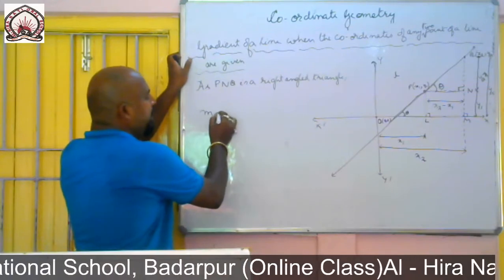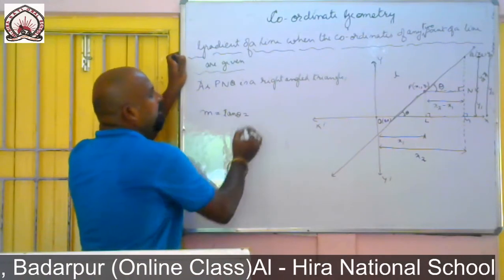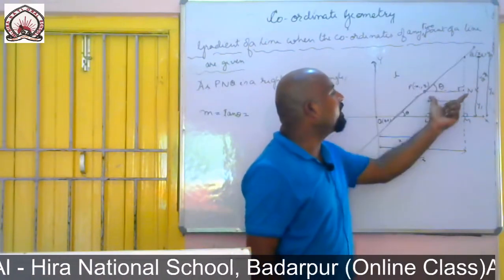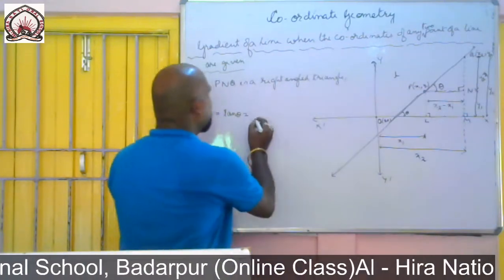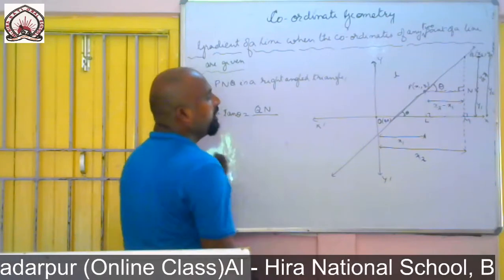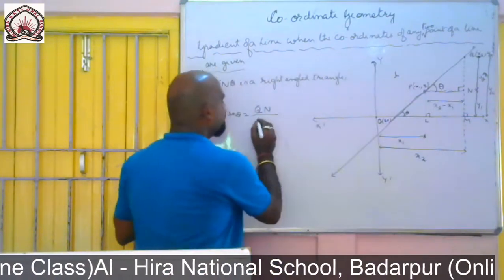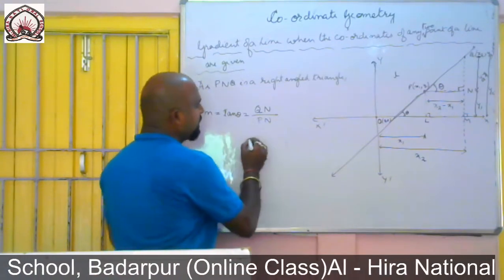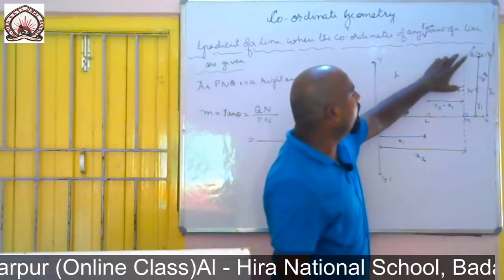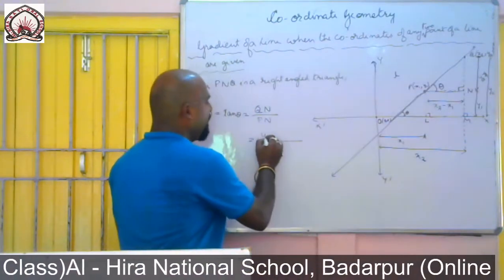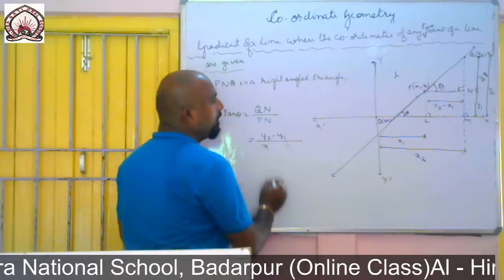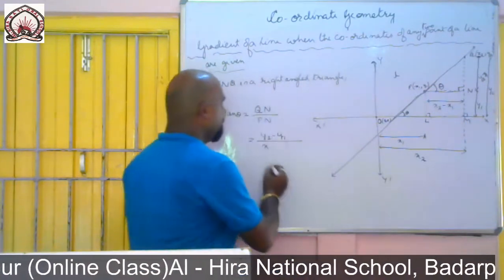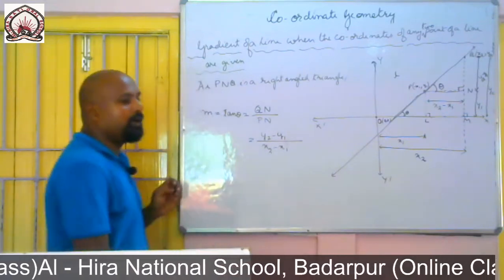Now the gradient of the line, m, equals tan of the angle theta. In this triangle, tan theta equals perpendicular by base, so QN divided by PN. This implies m equals QN by PN. QN is y2 minus y1, divided by PN, which is x2 minus x1.